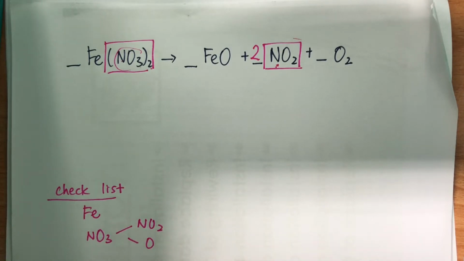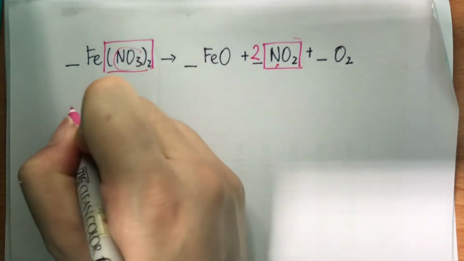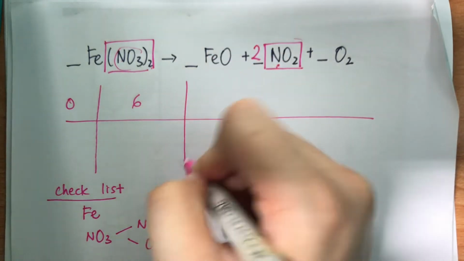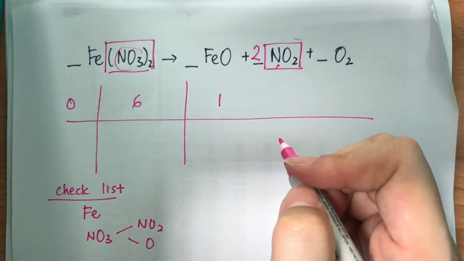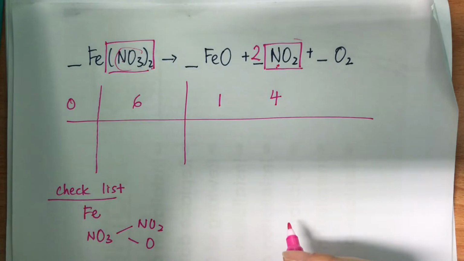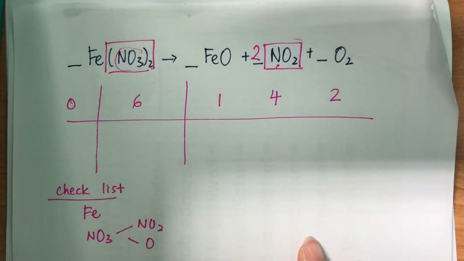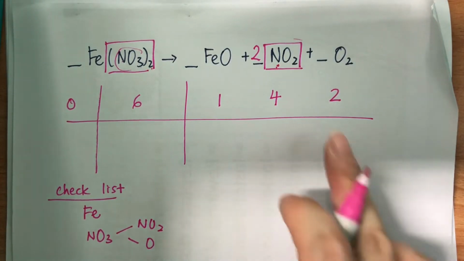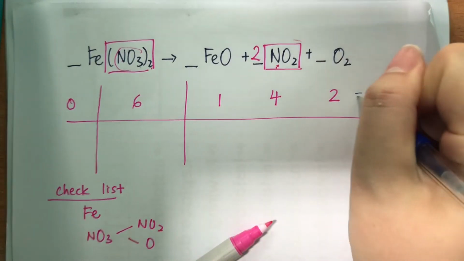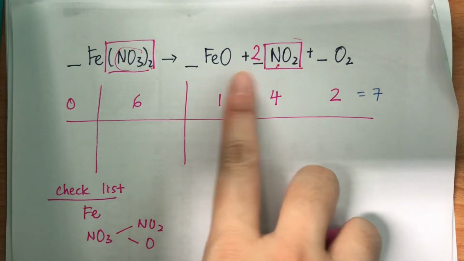Okay, now oxygen, after you put in, let's count the number of oxygen first. Total, there's 3 times 2. So oxygen, okay, there's a total of 6. On this side, 1. This side is 2 times 2, 4. And we have 1 times 2, 2. So for this is more complicated because when you add up 4 plus 2 plus 1, you have 7. And 6 and 7 is difficult to balance. It's not like you can multiply these times 2 and you can get numbers.